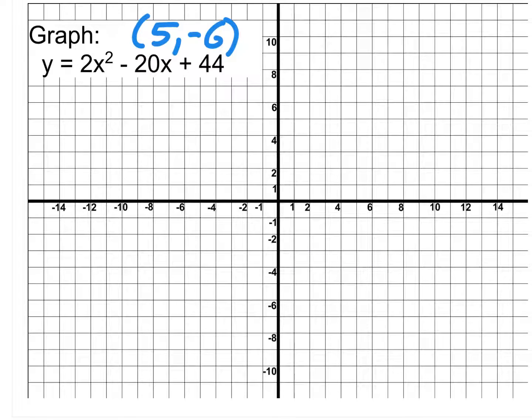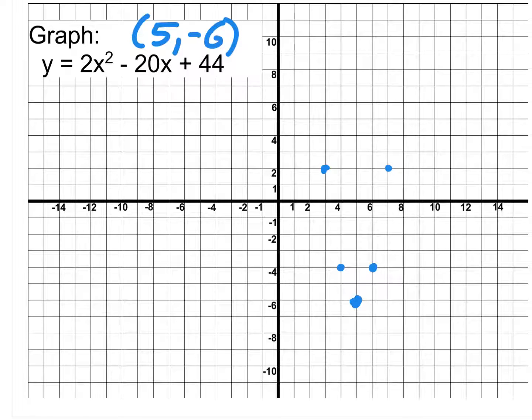All right, so I go to 5, -6, put my first point. From there, am I going to be going up or down? Up. Yep, because it's a positive x squared term. But I'm not going to go over 1, up 1. Instead, I'm going to go over 1 and up 2. Because we got a vertical stretch by a factor of 2 here. Whatever that number is in front of the x squared, that's our vertical stretch. And then normally I go over 2 and up 4. So in this case, I'm going to go over 2 and up 8, because I'm multiplying the normal 4 by 2.